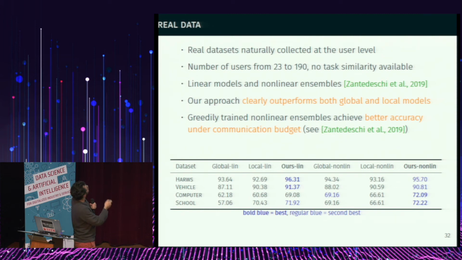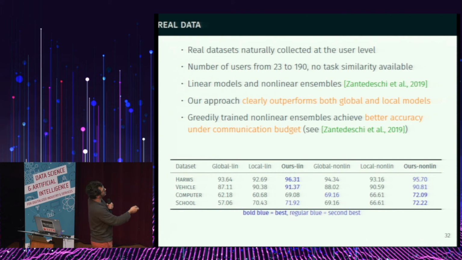And okay, what happens is that typically, so this is for linear models. This is learning a global model for everybody. We know how to do that with decentralized algorithm. This is learning a purely local model for everybody, okay? This we know how to do. And what we show is that essentially we do a lot better with our approach, okay? So all those data sets, all the users are different enough in their task that the global model doesn't work that well. But of course, with our approach, we can share information instead of learning on our own, and overall we do better, okay?